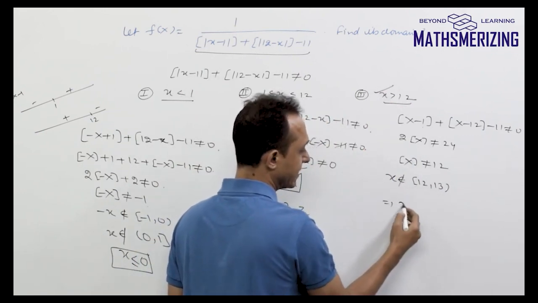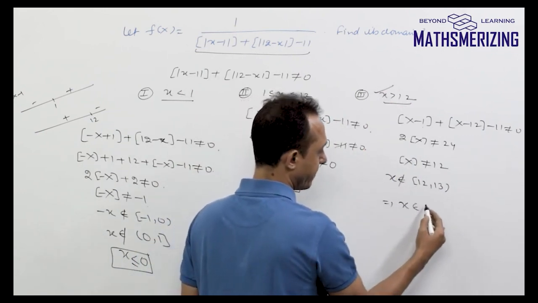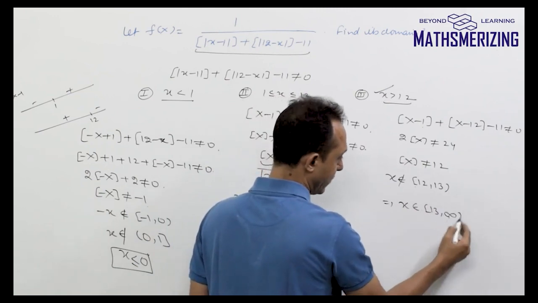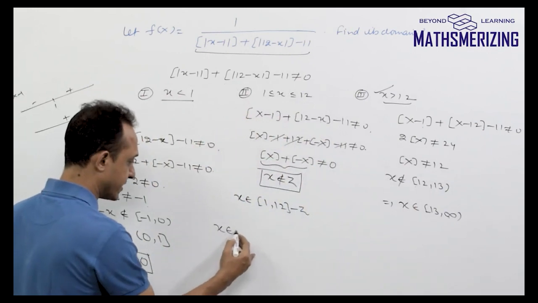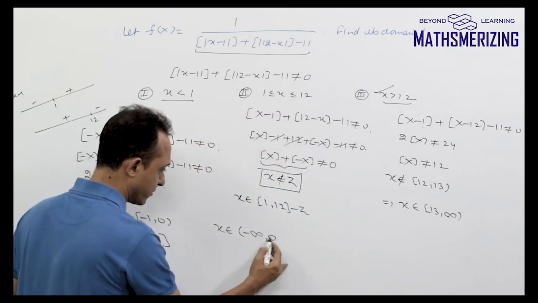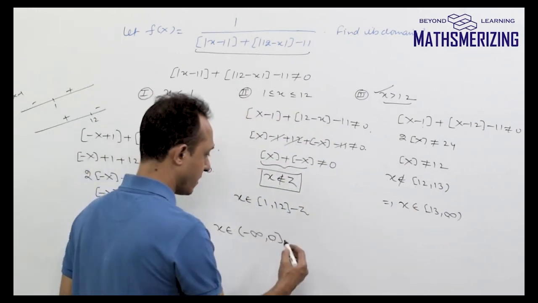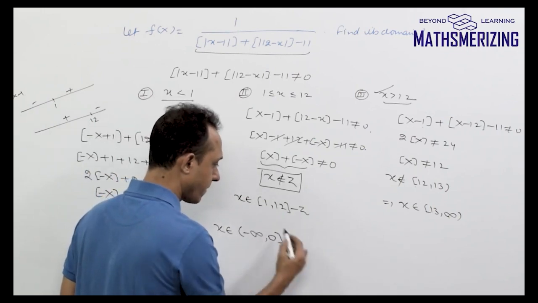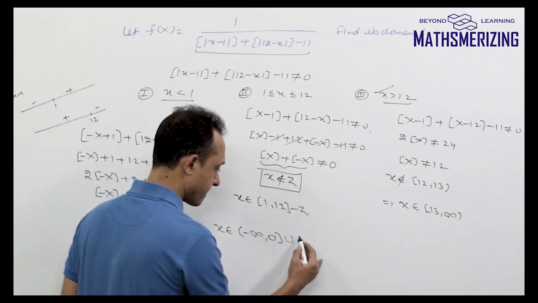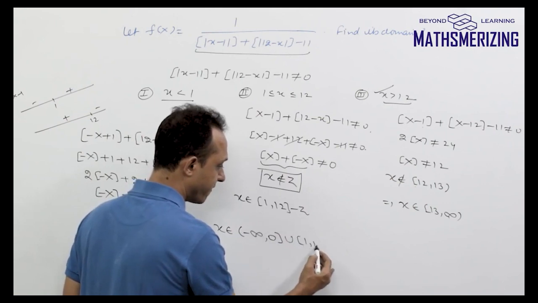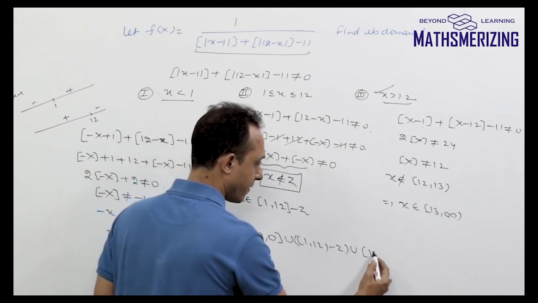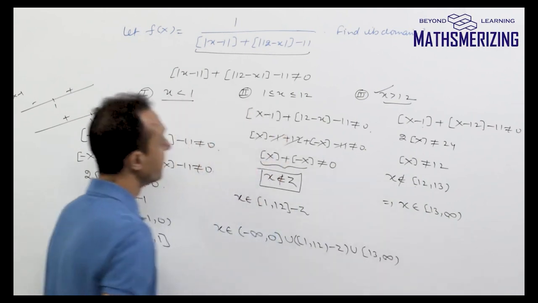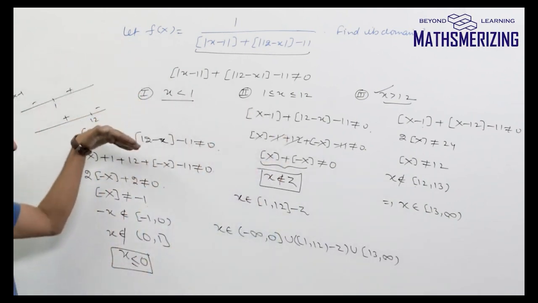So the result I'll get is the value of x should lie between 13 to infinite. So the answer to this question is either the value of x is less than 0, x belongs to minus infinite to 0, 0 included, union 1 to 12 except integers, union 13 to infinite. So that is the answer to this question.